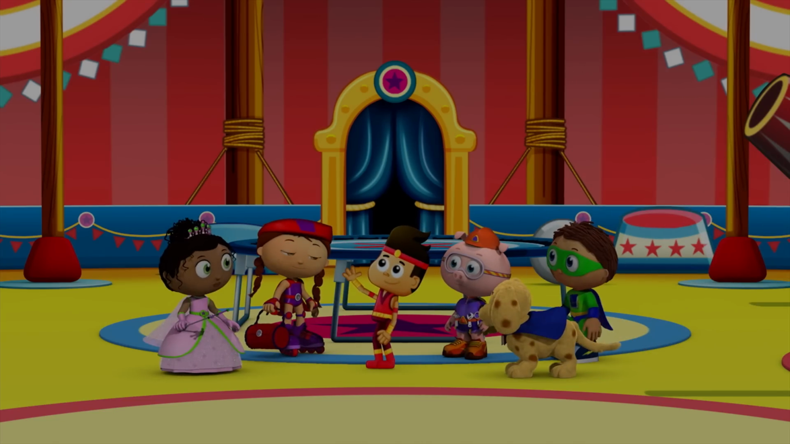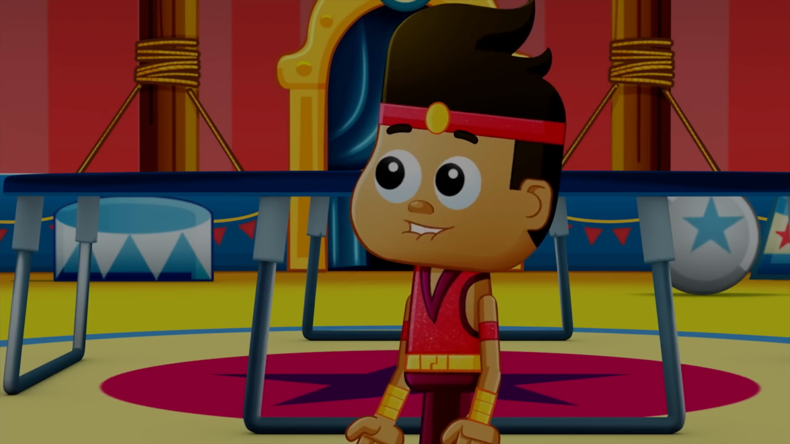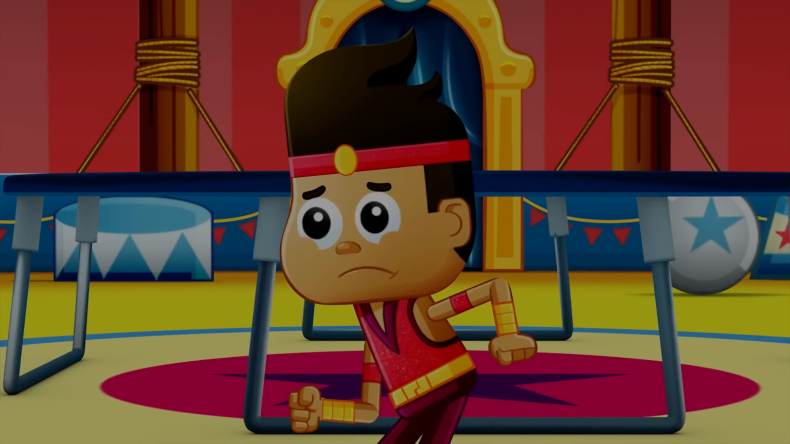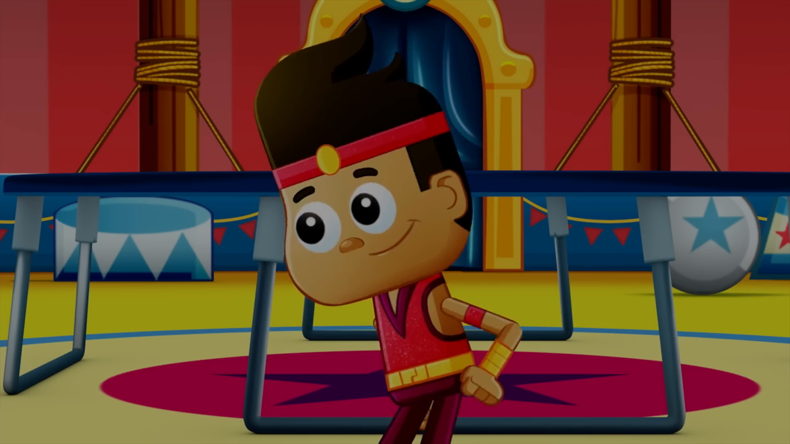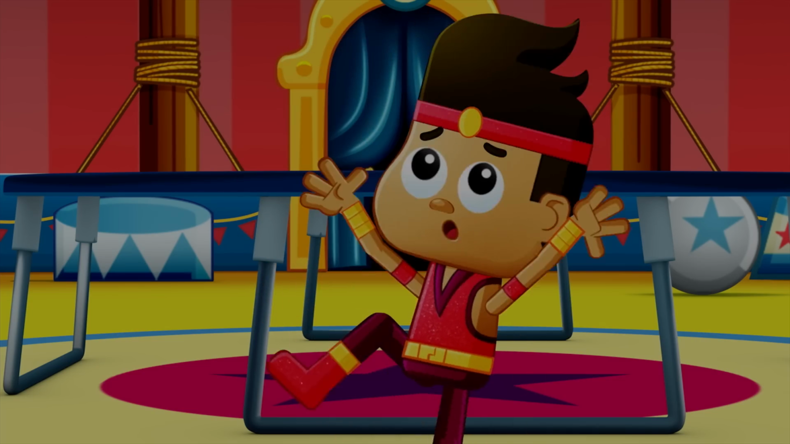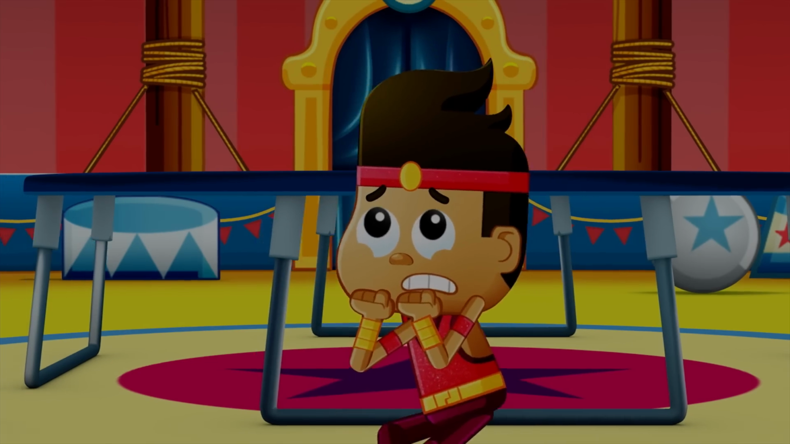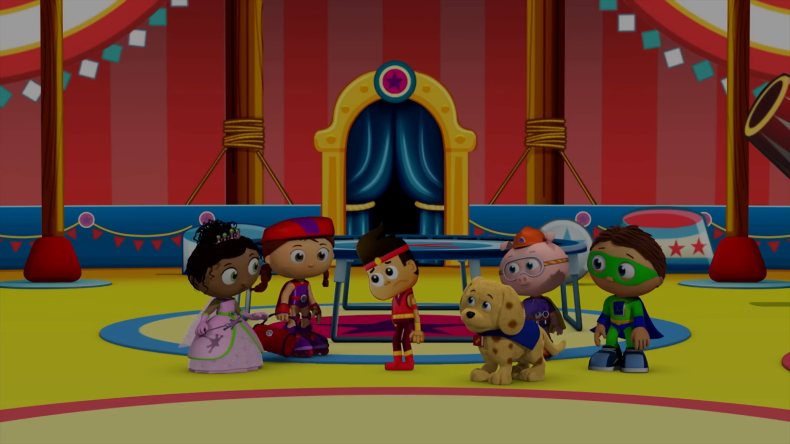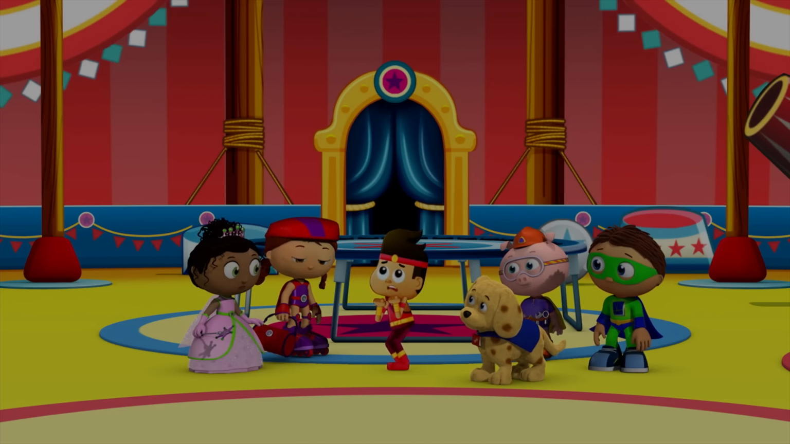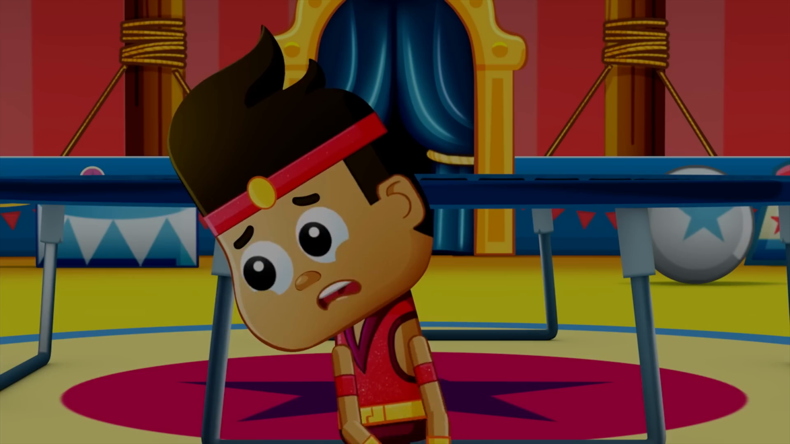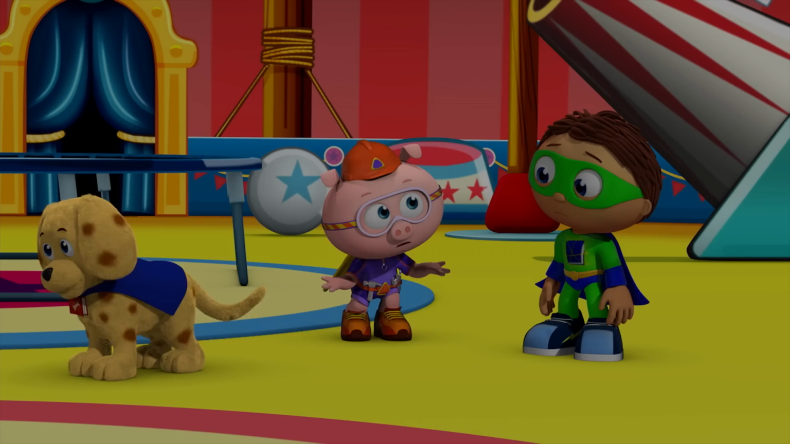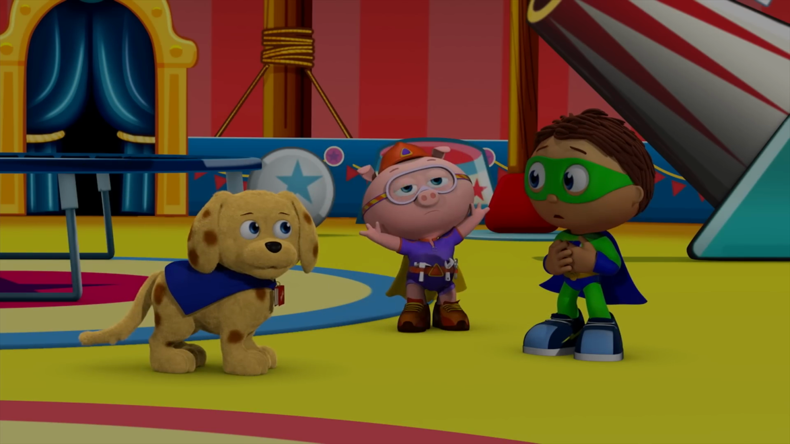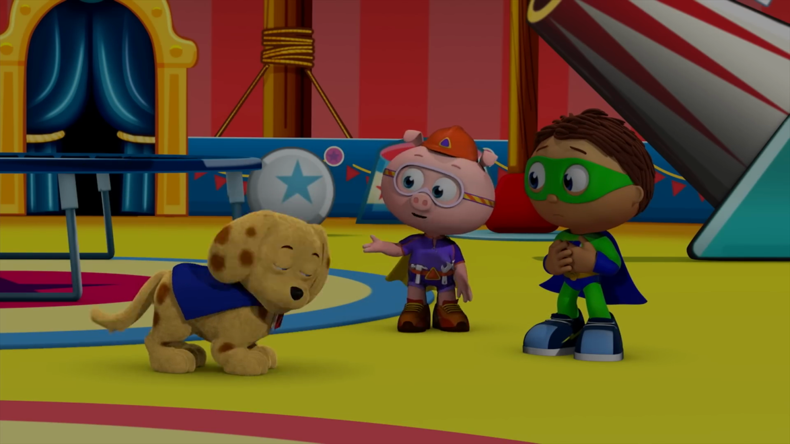Okay, super readers, time for my trampoline act. All I have to do is bounce really high. Not a problem. Here I go. Landon? Anything wrong? There's a problem. I'm too scared to bounce so high. I'm terrified. Oh no! He's terrified! Wait, what's terrified?